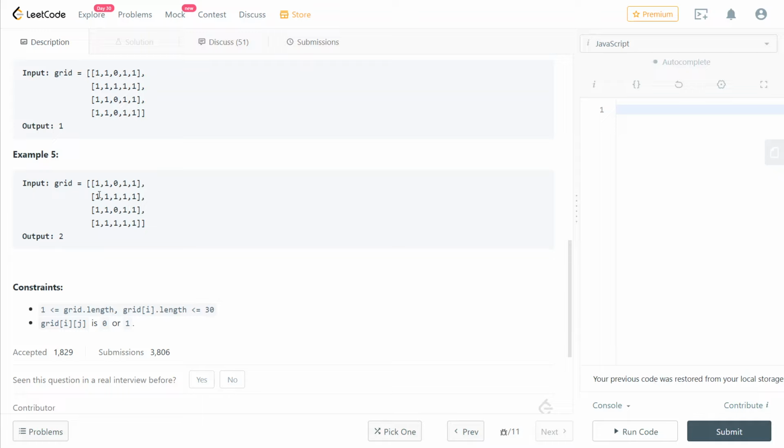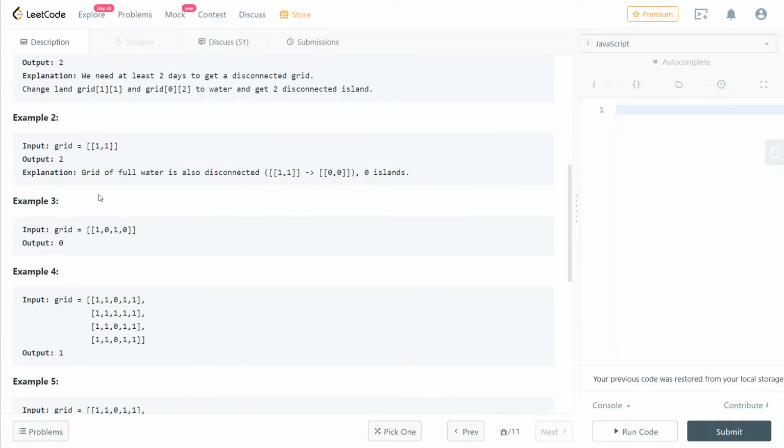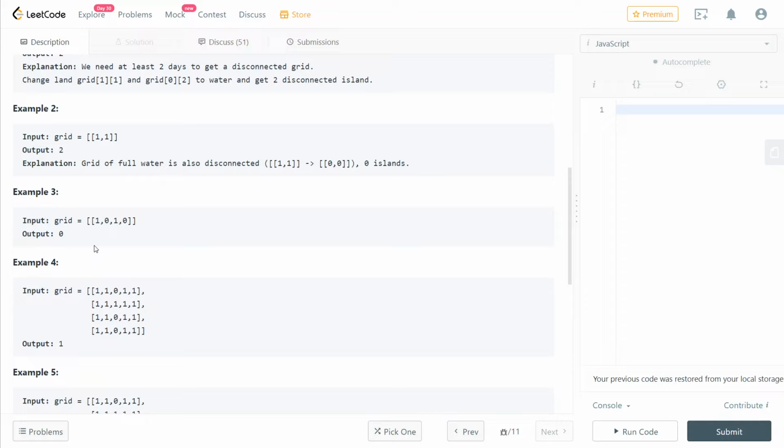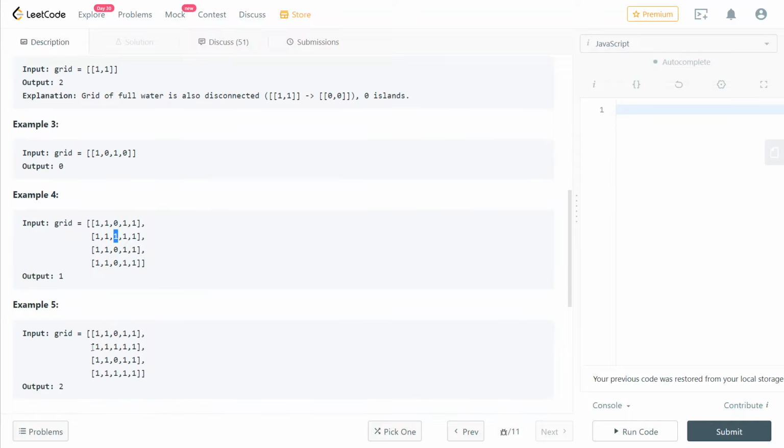The first answer is if the grid is already disconnected, like in this case, then we're going to have to return 0. The second case is the island is connected as of right now, but there is one cell that can be turned into water to make it disconnected. And so in that case, the output would be 1. And in all other cases, the output is 2. So that's how we're going to do this.